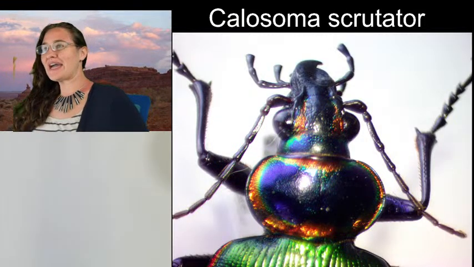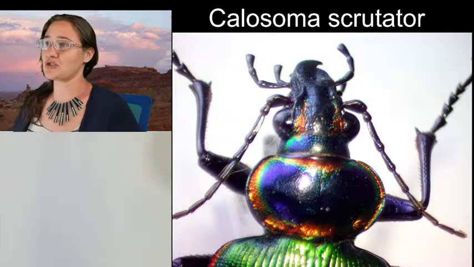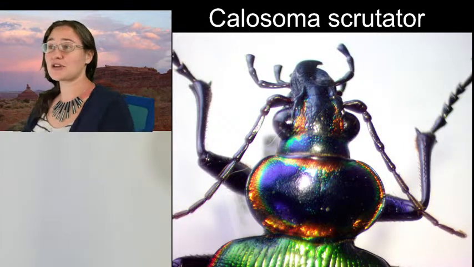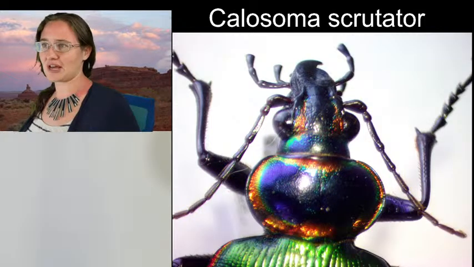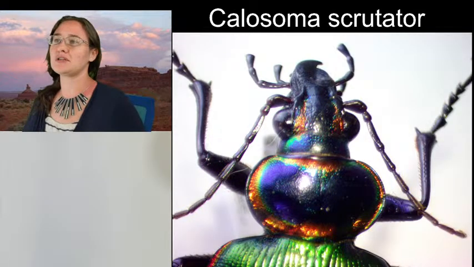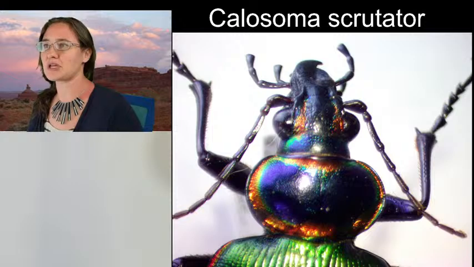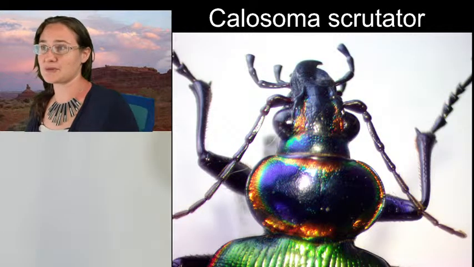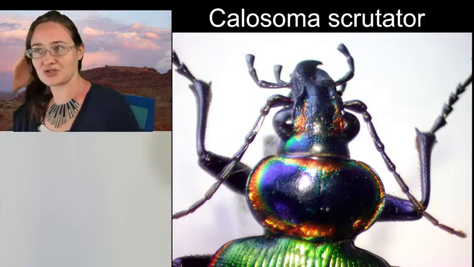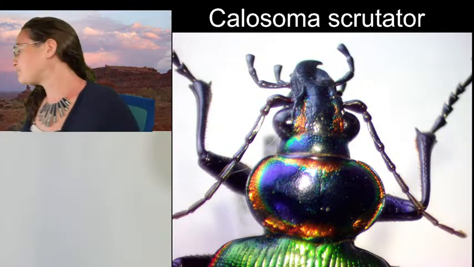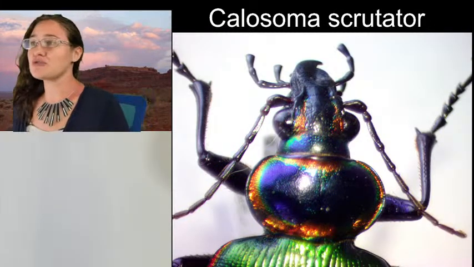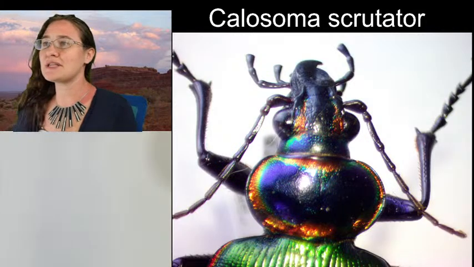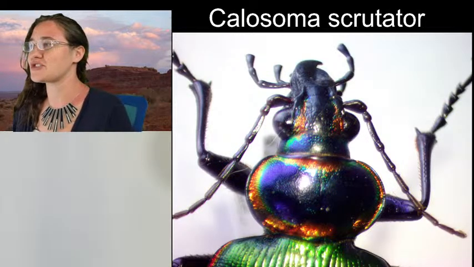so I thought we might do Calosoma scrutator. This is a species of ground beetle that's found here in the United States. It's a fairly common native species of beetle in some states. You can find it across the country, but it's more common in certain areas. Its common name would be the fiery searcher.